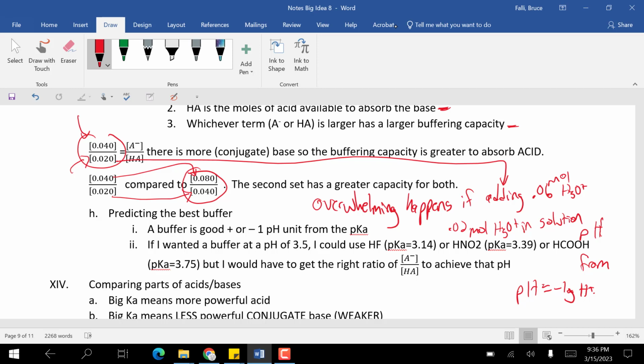Okay, so buffers don't have to be at 7. A buffer can be at 1, 2, 3, 4, 5, 6, 7, 8, 9, 10, 11, 12, 13, 14 pH. So a buffer is good plus or minus 1 pH unit from the pKa. If I wanted a buffer at 3.5, I could use HF, pKa 3.14, or HNO2, pKa 3.39, or formic acid, pKa 3.75, but I have to get the right ratio of A negative to HA to achieve that pH. All right.